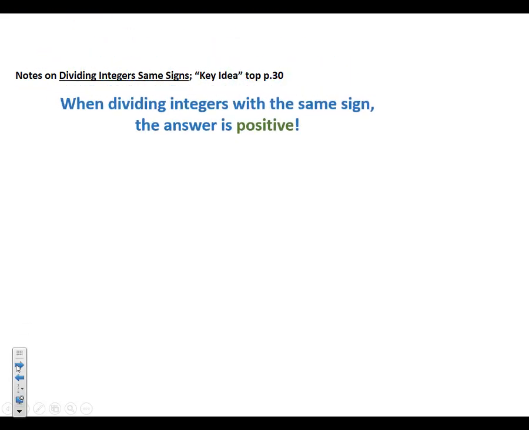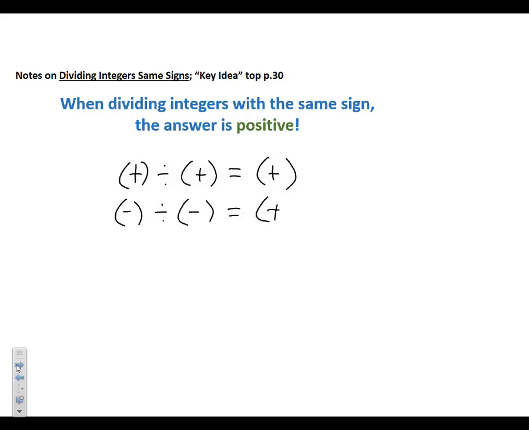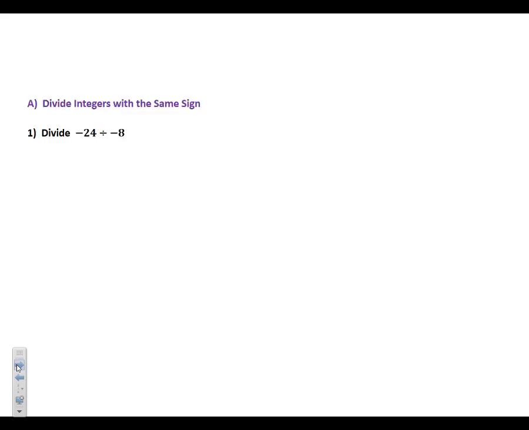When we divide integers with the same sign, the answer is positive. If I have a positive and I divide by a positive, we get a positive. You've known that since elementary school. And now you know if you have a negative integer and you divide it by another negative integer, your answer is going to be positive. So, let's get busy with a couple real quick examples.